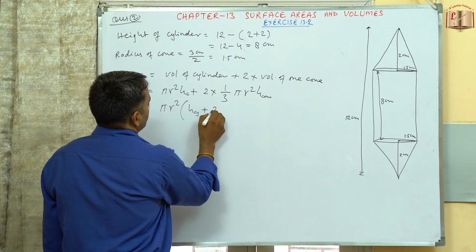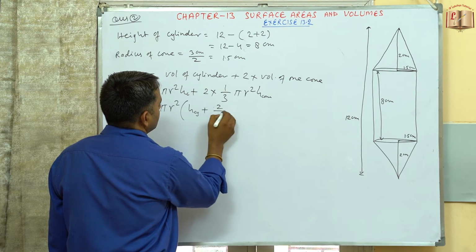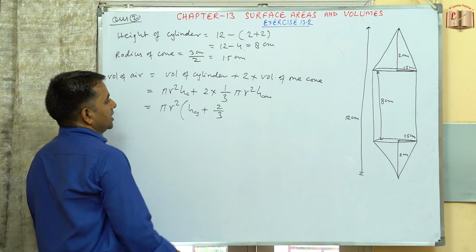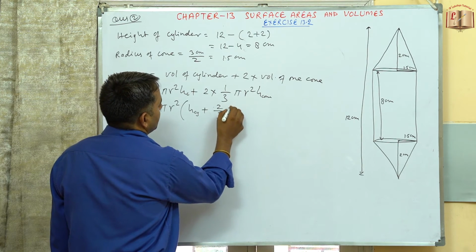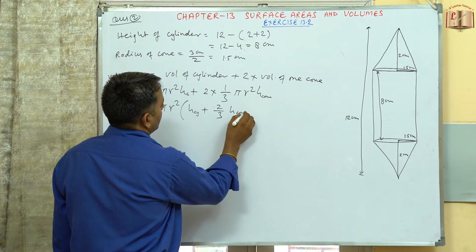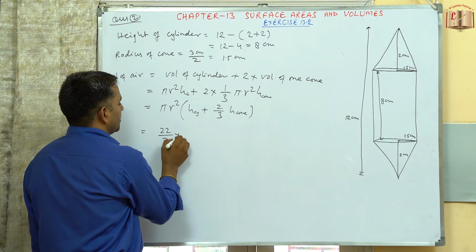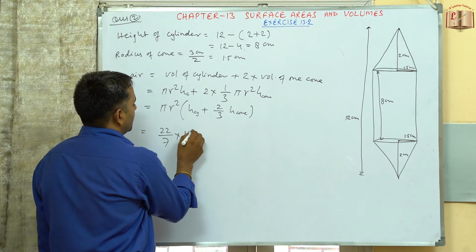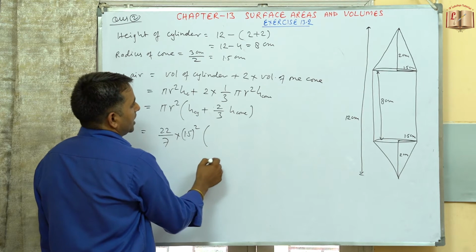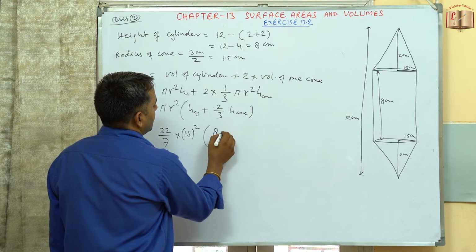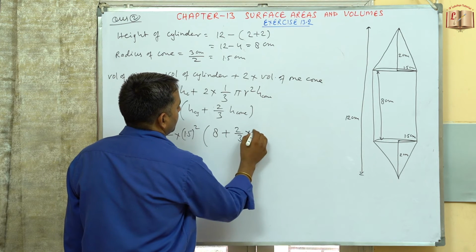plus 2 by 3 times h of the cone, with pi r square common. Now we can put the value. So this is 22 by 7 into r, which is 1.5, whole square, into the height of the cylinder, which we already got as 8, plus 2 by 3 into the height of the cone, which is given as 2.